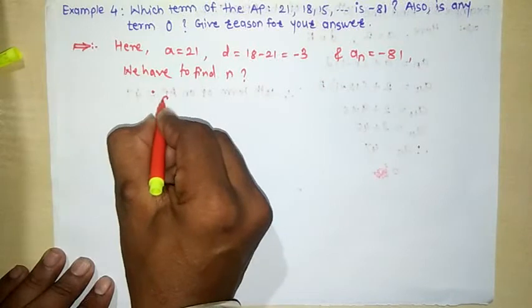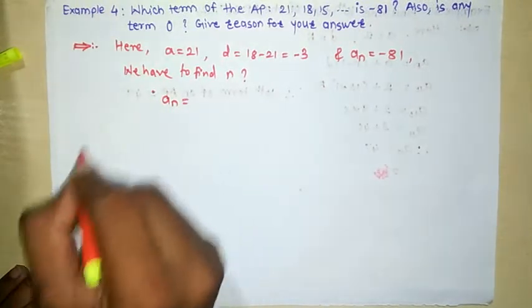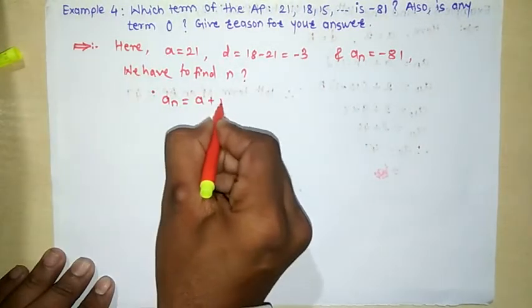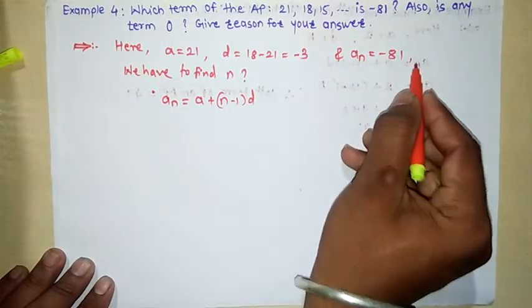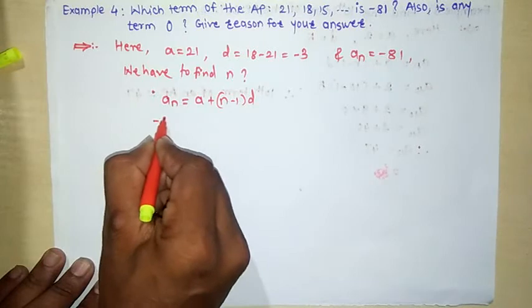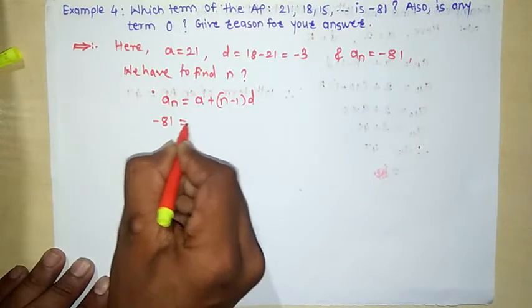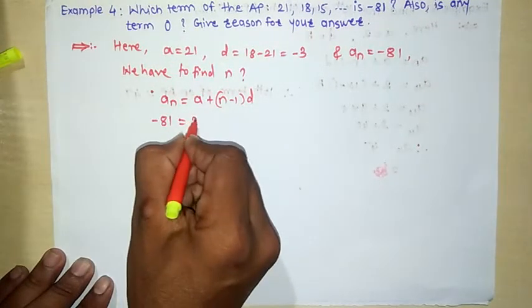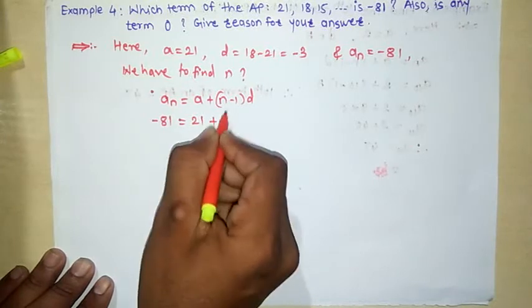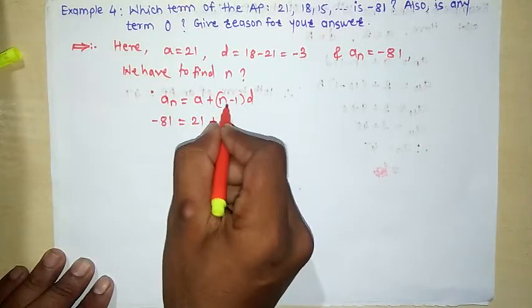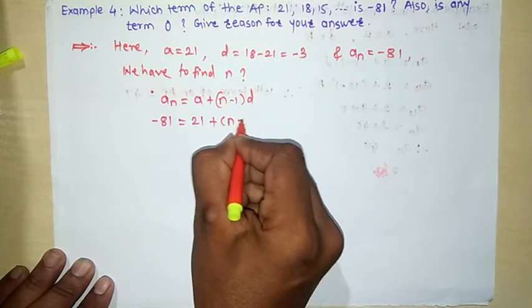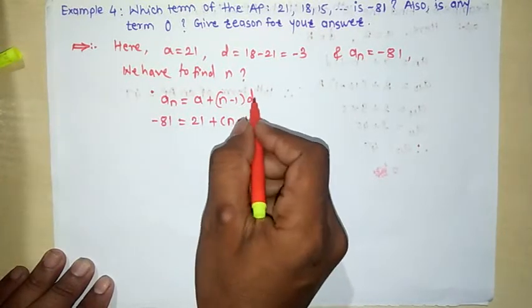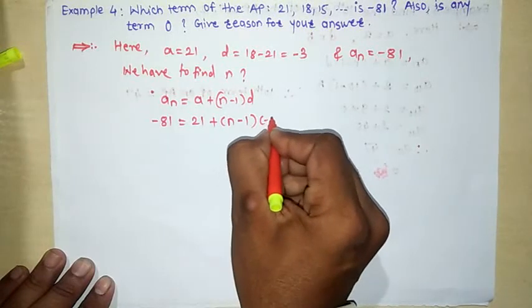We have the formula an is equal to a plus n minus 1 into d. Here we have assumed an is equal to minus 81. Instead of an you have to write minus 81. What is the first term here? The first term is equal to 21. And what is n? That only we have to find. Which term means that is n. We have to find n minus 1 into d, and d is minus 3.